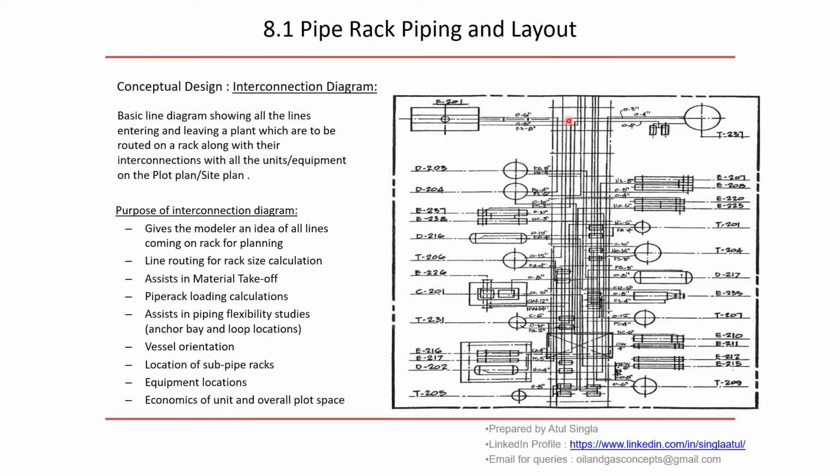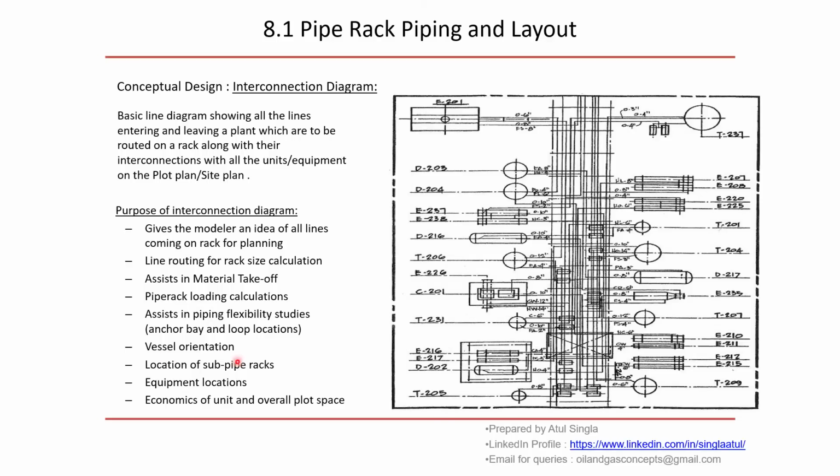So that way we will have an overall picture with us and we can generate the MTO from this document. Pipe rack loading calculation: now we know what the size is, what the length is, and how many fittings there are in the pipe rack. We can always start working on the loading diagram. It assists in piping flexibility studies. The stress team uses this diagram to finalize their anchor locations and loop locations.